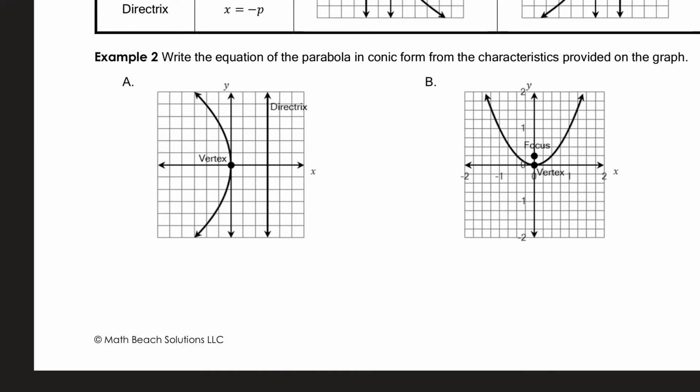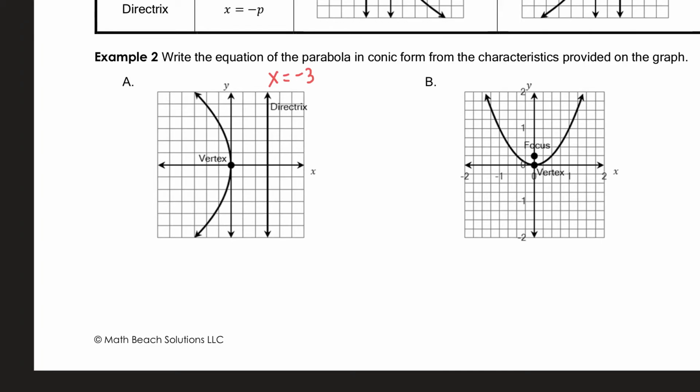So now I'm going to go ahead and share with you some examples. Here we have the directrix. So we have x equals 1, 2, 3. It's negative 3.